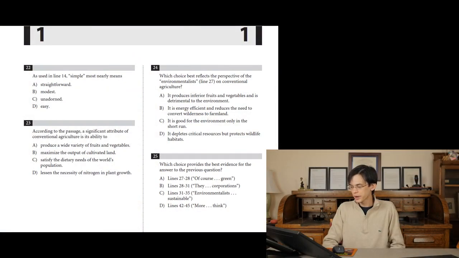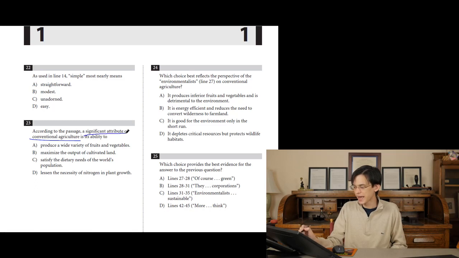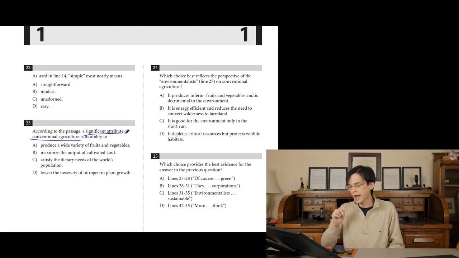Question number 23 on the reading portion of College Board's Test 5. According to the passage, a significant attribute of conventional agriculture. So we need to find something about a significant attribute of conventional agriculture is its ability to.